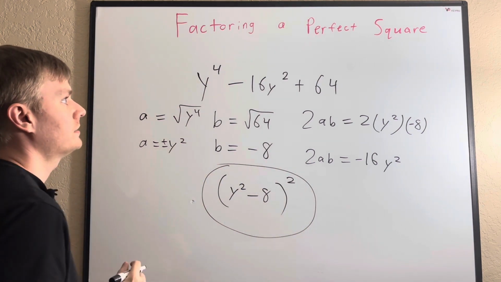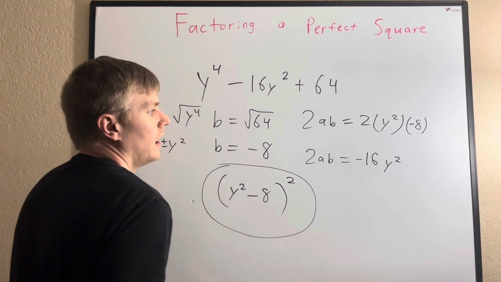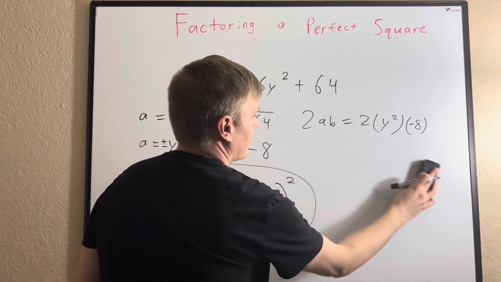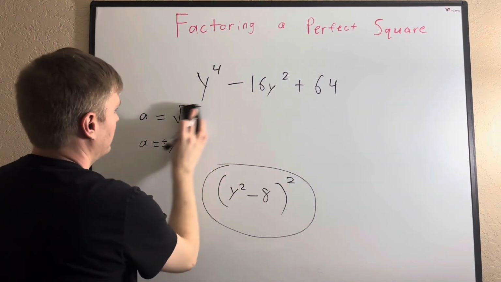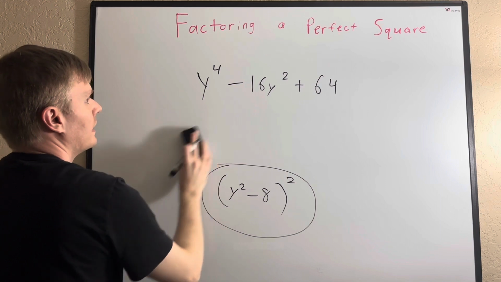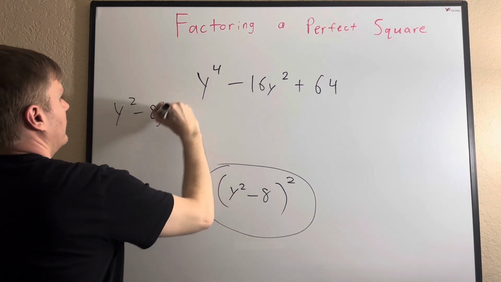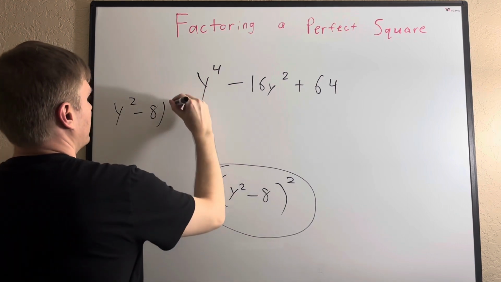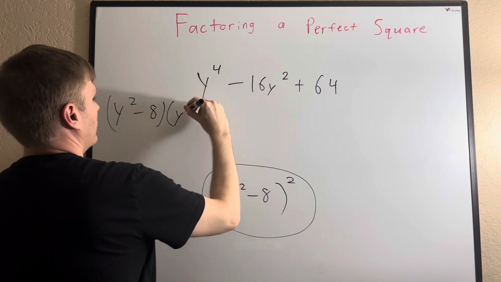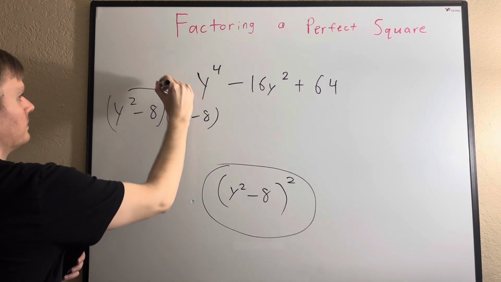And let's check that answer, just because I want to make sure I'm doing this right. I try to script these videos, but it doesn't always work out so well. Y squared minus 8, quantity squared is that quantity times the same quantity. FOIL it out.